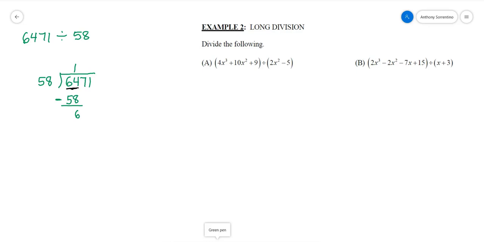And once I got a number here, I would bring down the next term, 67. 58 does go into 67. Again, since 58 times 2 is 116, that's too big. It's going to go in once again. And 1 times 58 is 58.